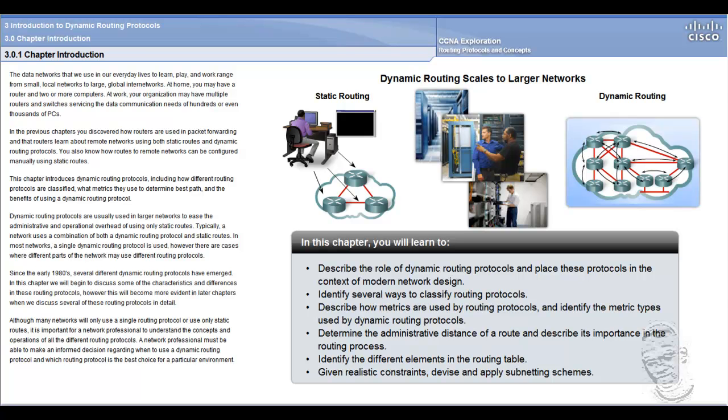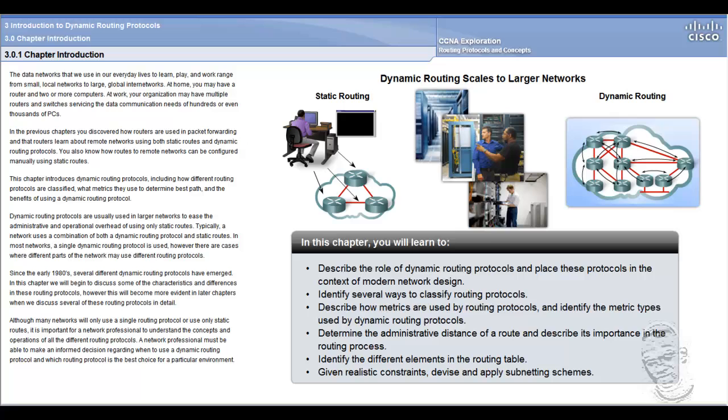You also know how routes to remote networks can be configured manually using static routes. This chapter introduces dynamic routing protocols, including how different routing protocols are classified, what metrics they use to determine best path, and the benefits of using the dynamic routing protocol.